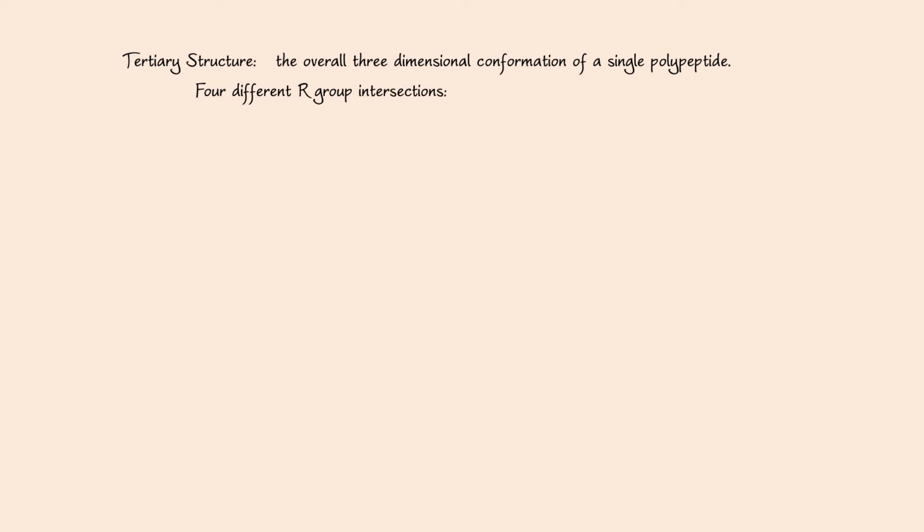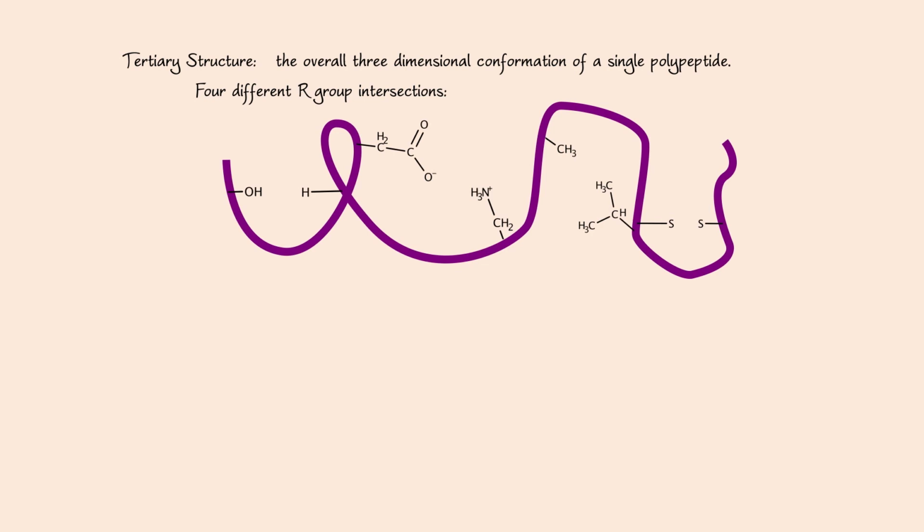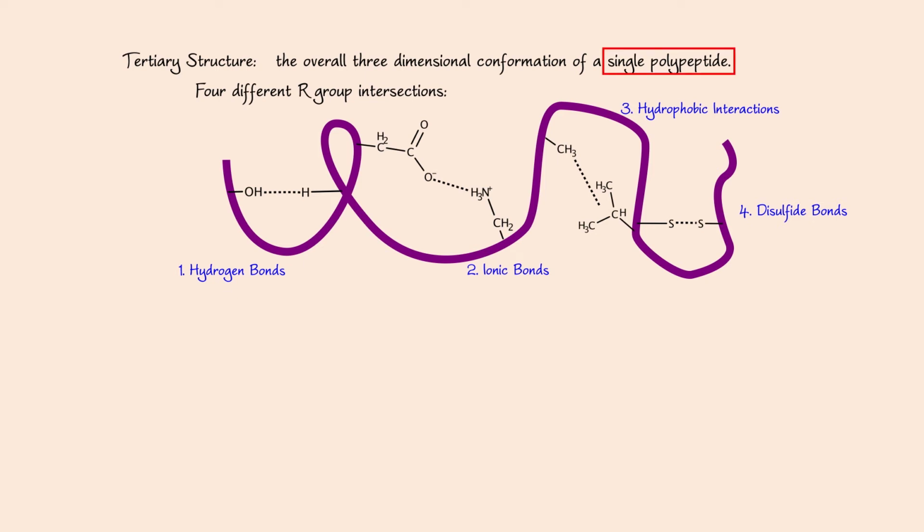The tertiary structure is the overall three-dimensional conformation of a single polypeptide. 4 different types of R group interactions make the tertiary structure possible. These interactions include hydrogen bonds, ionic bonds, hydrophobic interactions, and disulfide bonds. Keep in mind these interactions exist within a single polypeptide, and the resulting three-dimensional structure determines the function of the protein.